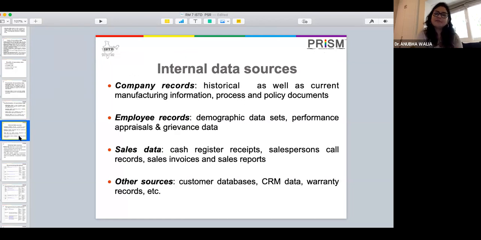So you will find that there are a lot of internal data sources the organization uses: company records, employee records, sales data. Other sources are also there like CRM, warranty records, receipts, salesperson's calls, invoices, reports, demographics, performance appraisals, grievances, policy documents. These are all internal records that get used. And you will see the organization does a lot of analysis on the basis of forecasting. So you will see the stats get used very deeply in it.